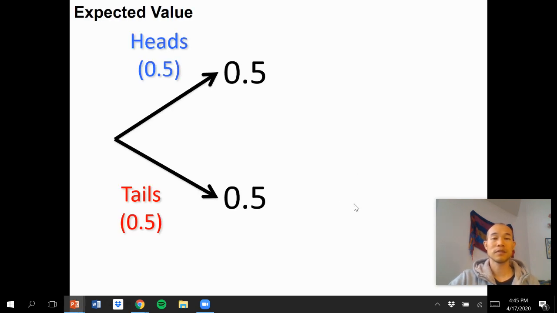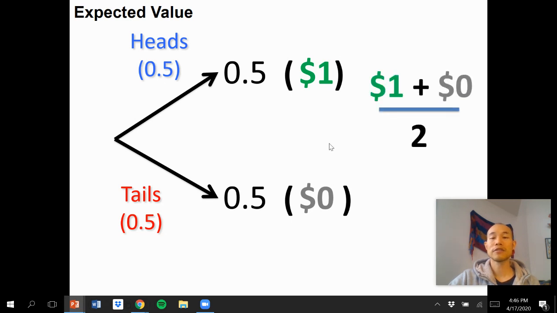So let's look at this probability. Heads happens half the time, tails happens half the time. Heads is worth $1, tails is worth nothing. And we can average those results. Half the time you get $1, the other half the time you get 0, and divide by 2, these two outcomes. This works for now to get us 50 cents.